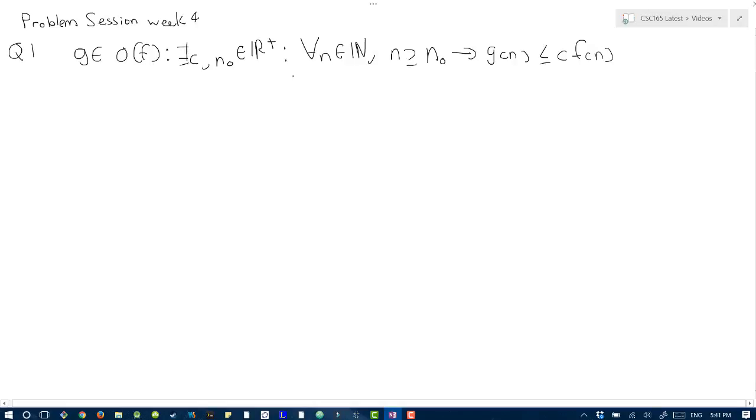Alright, so for the first question, we are comparing polynomials. So this is what we want to prove. For every a and b, such that they're positive real numbers, if a is smaller than or equal to b, then n^a is within the big O of n^b.